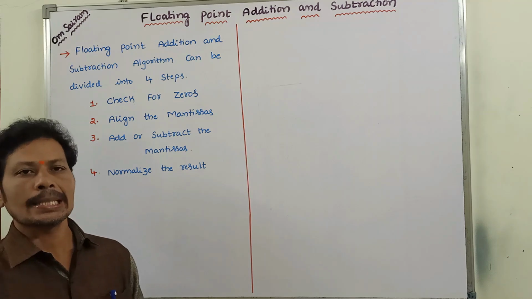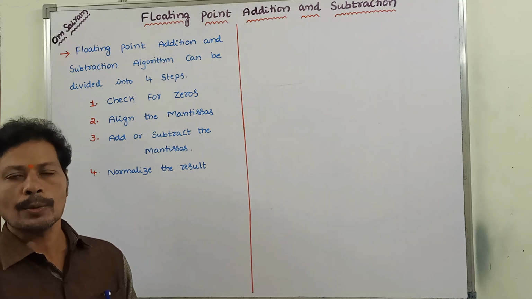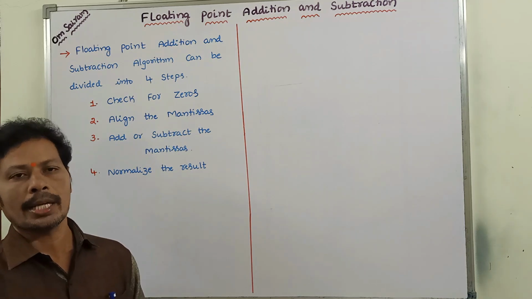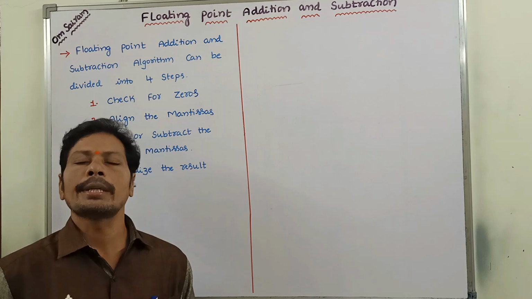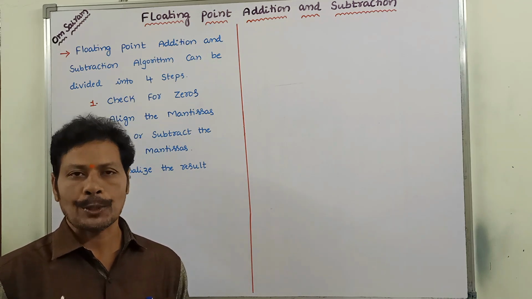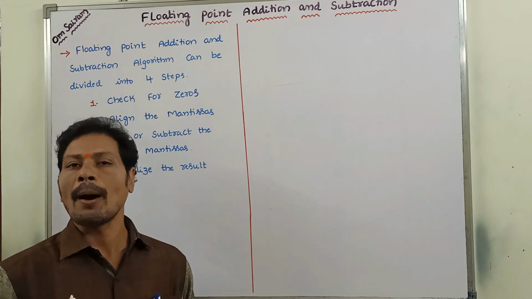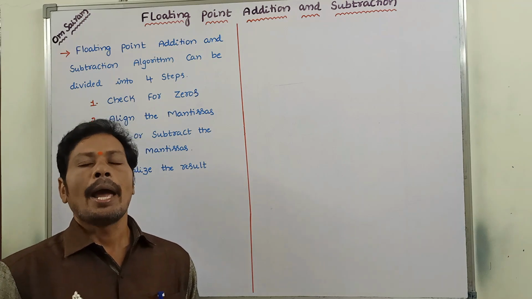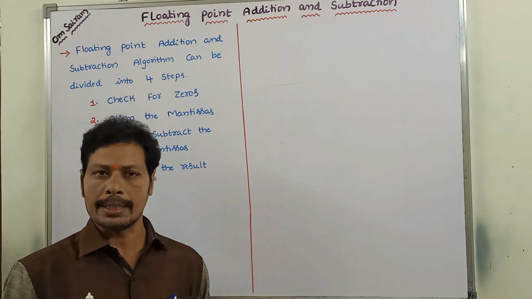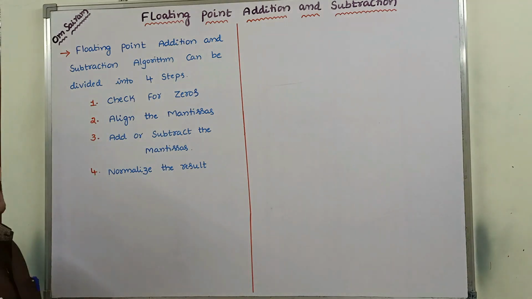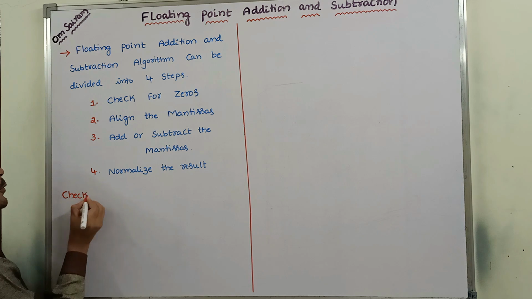Today we have to discuss floating point addition and subtraction in the computer organization and architecture course. The floating point addition and subtraction algorithm can be divided into mainly four steps. First one is check for zeros. Second one is align the mantissas. Third one is add or subtract the mantissas. And fourth one is normalize the result. These are the four steps we have to follow for performing the addition and subtraction operation between two floating point numbers.